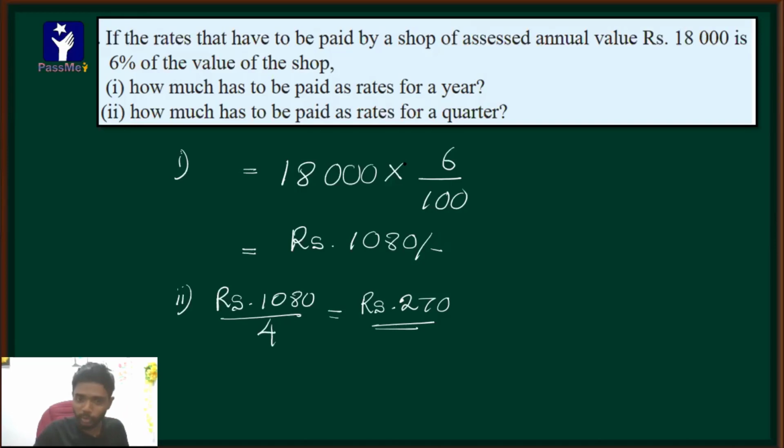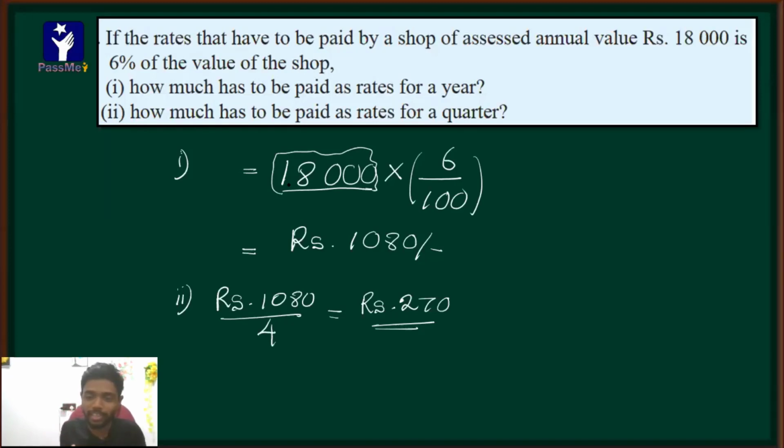So I think you can understand what is the procedure now. You just multiply the percentage value with the annual value of that shop or any kind of a house or a building or any office area or any private land. The annual, again I want to highlight something. This is the annual value and this should be the annual percentage.